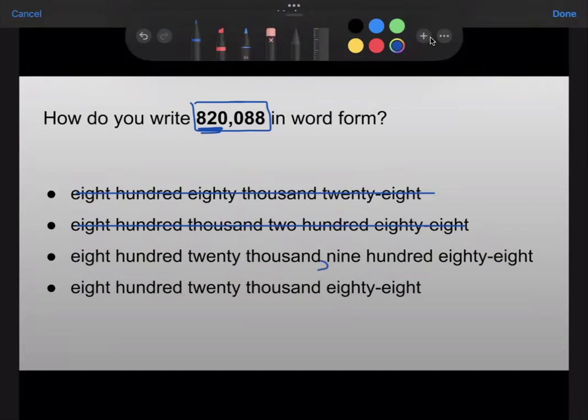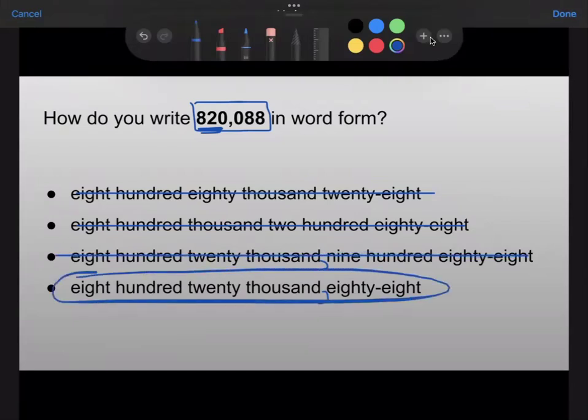820,000. Okay, so this one it could be it. 820,000. Okay, so we have two choices left after we eliminated from the first round. The second part of the number says 88. There's no hundreds. There's 8 tens and 8 ones, so that would be 88. So let's look at our two choices again. The third choice, 820,000, it does have, but then it says that there's a 9 in the hundreds place, or 900. So that cannot be our choice. So that means this one down here, since it's the only one left, has to be the right word form.